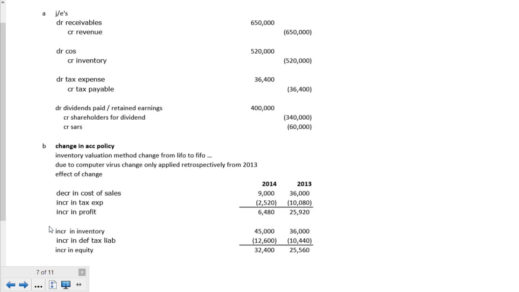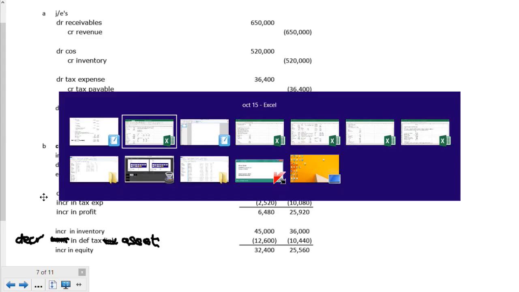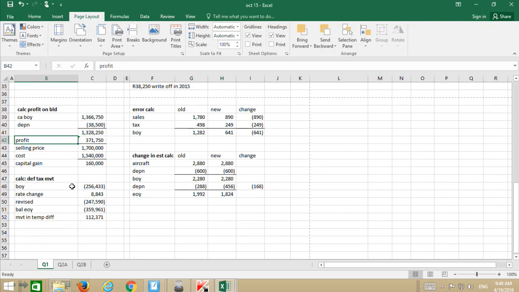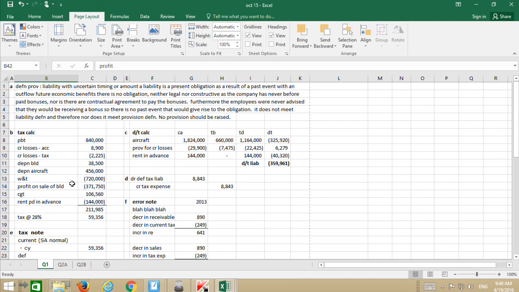In fact, do you know what? When I look at this now, it was actually a deferred tax asset, wasn't it? The number that's there is a deferred tax asset. Am I right? So this would actually be a decrease in a deferred tax asset, because the number that's given is a deferred tax asset. And I had it as that, and then I changed it, and I'm going to go change it back again.